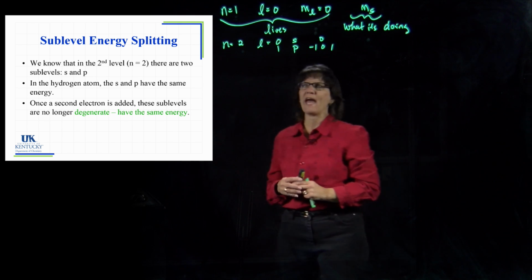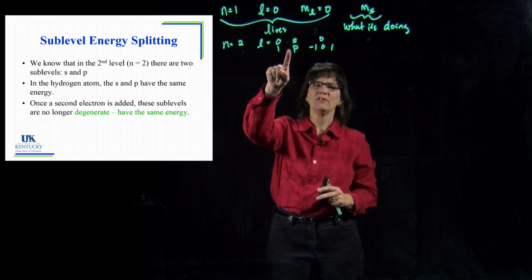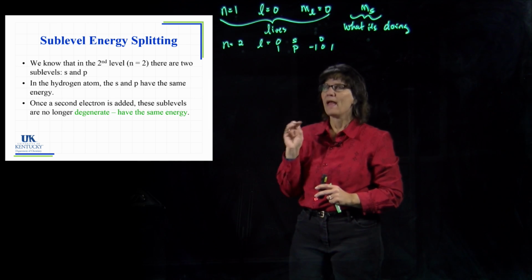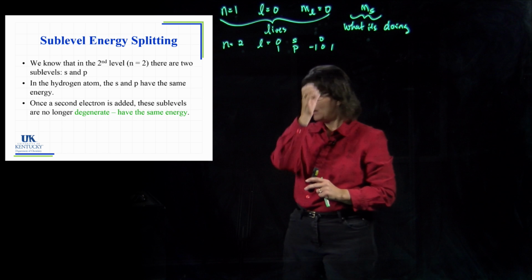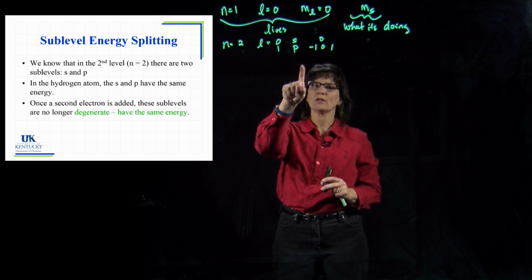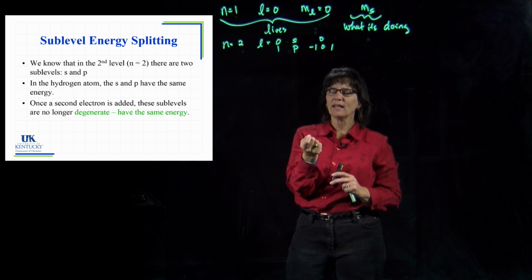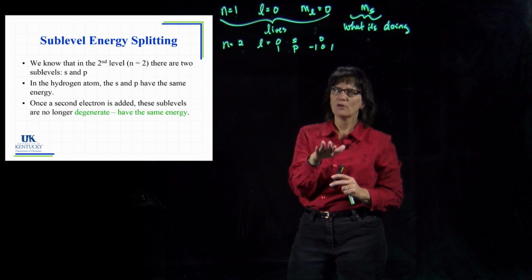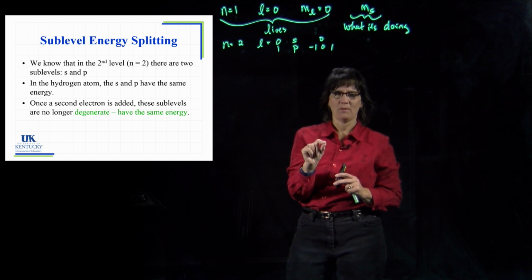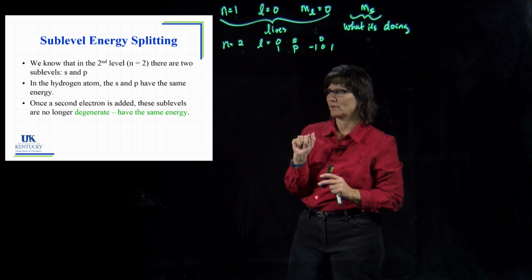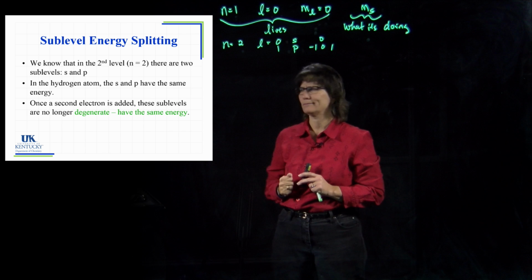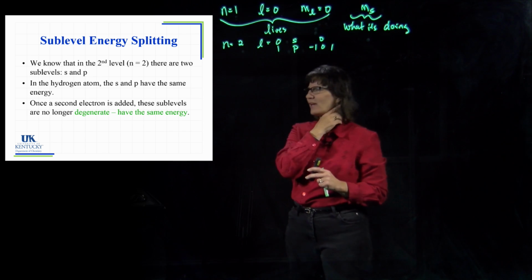Now when we're in the hydrogen atom, this S and this P sublevel have exactly the same energy. So they have the same energy when they're hydrogen, but as soon as you stick a second electron in there, the interactions of those electrons cause those energies to not be the same. It causes them to split, okay? If they have the same energy, we use the word degenerate, okay? They're degenerate orbitals.